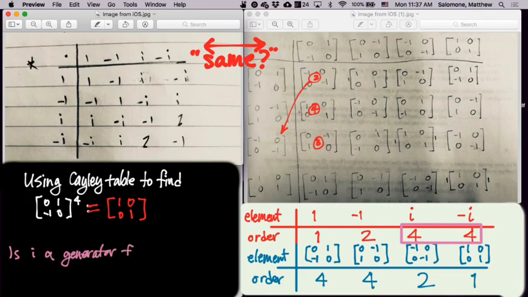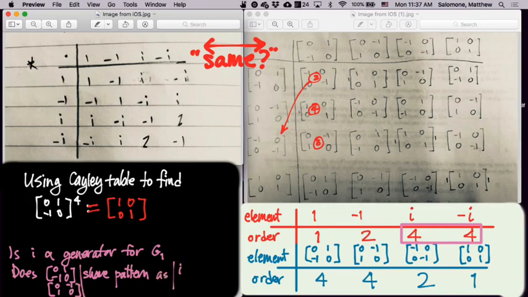I wonder if 0, 1, negative 1, 0 shares the same pattern. Does 0, 1, minus 1, 0 and 0, minus 1, 1, 0 share the same relationship as i to minus i? Yeah, also inverse. Sure, the same pattern as i and minus i. In fact, 0, 1, minus 1, 0 multiplied by 0, minus 1, 1, 0 is the identity. So sure enough, it's a good observation.